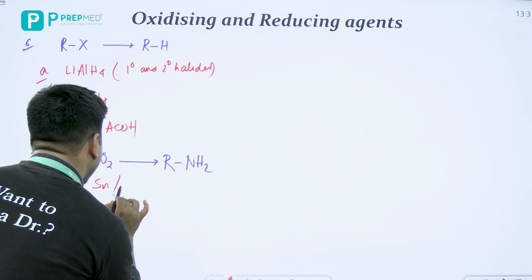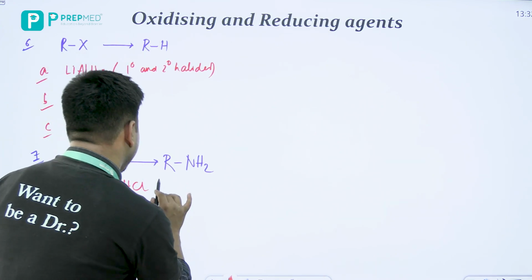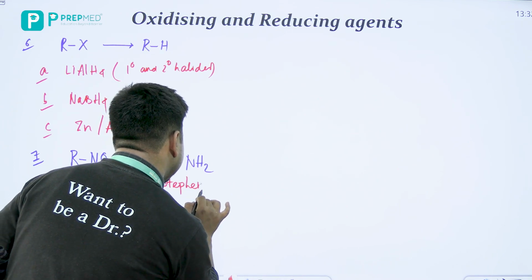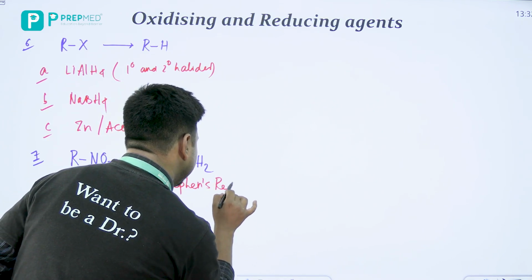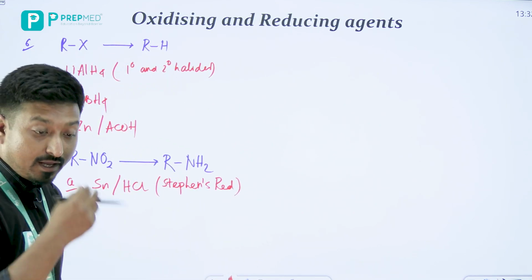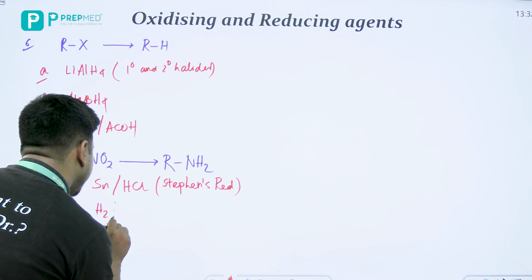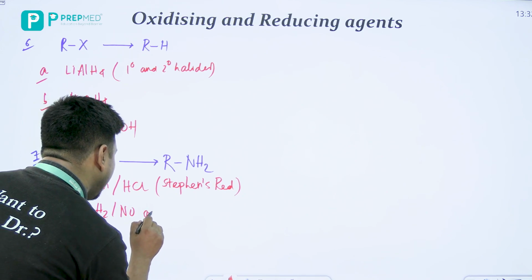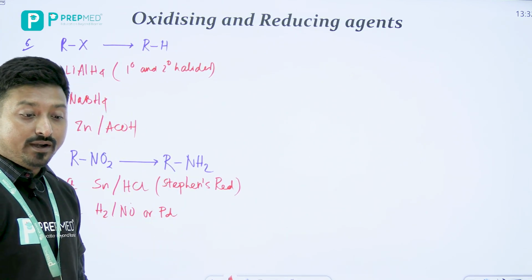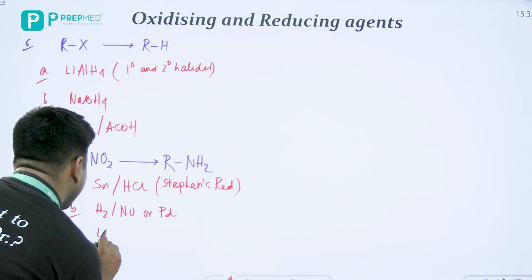Tin in presence of HCl, and this is known as the Stephen reduction. This is known as our favorite Stephen's reduction. Then what else can we use here? We can also use hydrogen nickel, or beta we can use simple palladium. What else also can we use here? We can also use lithium aluminium hydride.